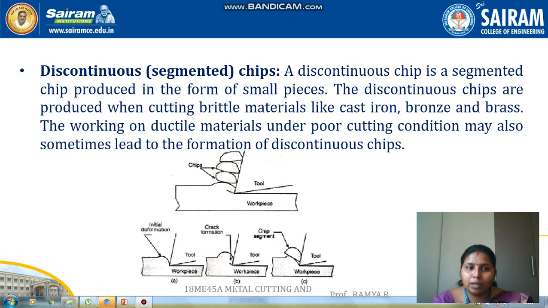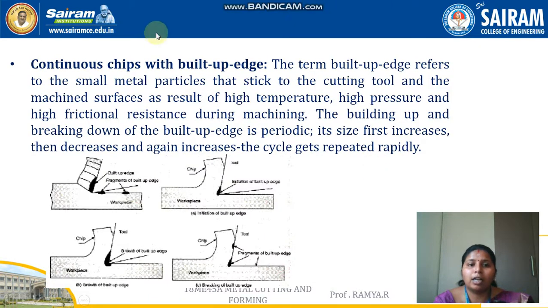And the next one is continuous chip with built up edge. The term built up edge refers to small metal particles that stick to the cutting tool and the machined surfaces as a result of high temperature, high pressure and high frictional resistance during machining. The building up and breaking down of a built up edge is periodic.